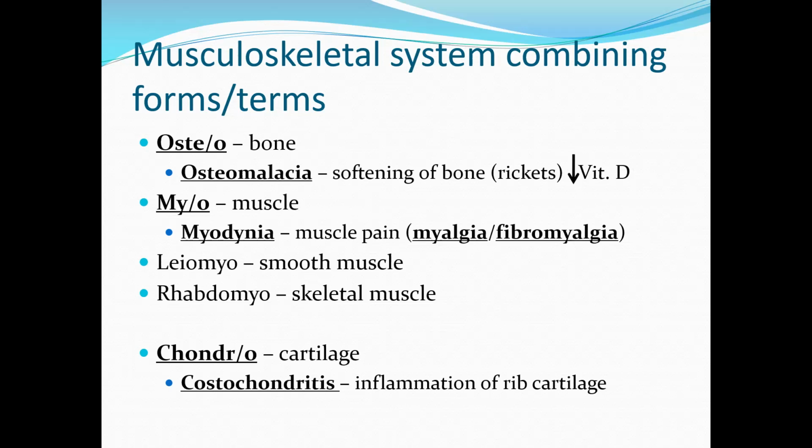If the bones are soft, what do we think might happen a little bit more easily? Might fracture. Yeah. I don't know if he has a slide of a periprosthetic fracture on here or not, but maybe we'll get to see one. Okay. So myodynia, muscle pain.